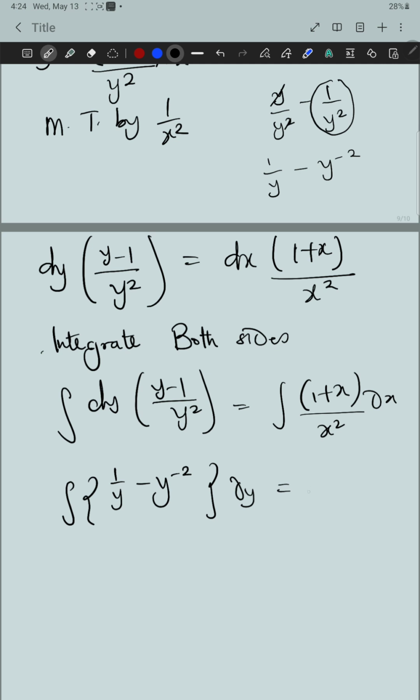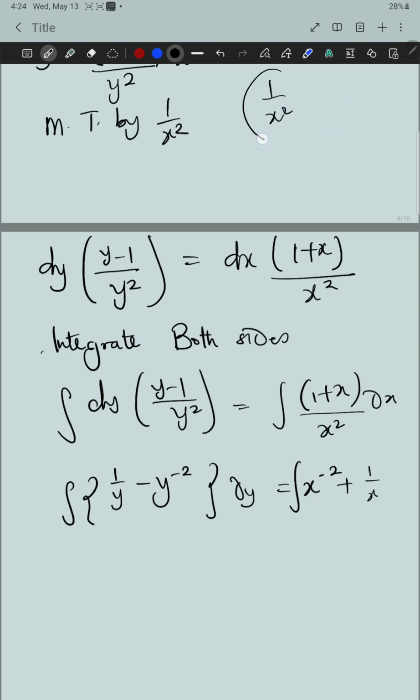This becomes, let me break this down. This becomes the integral of x minus 2 plus 1 over x. How did I get that? Let me explain that quickly. So you have 1 over x squared. By law of indices, you can do this, right? That's what we have there.